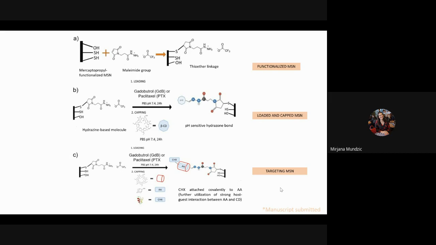We started with, in this case, mercaptopropyl-functionalized MSN, and then functionalized it with a group that has a maleimide group, and in that way we have here the thioether linkage.